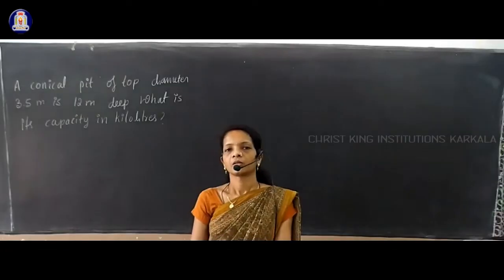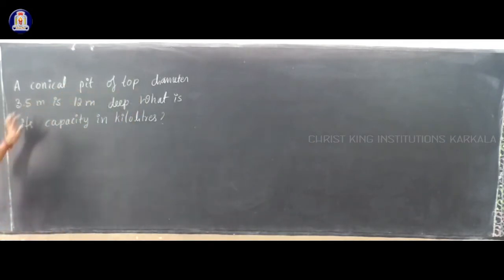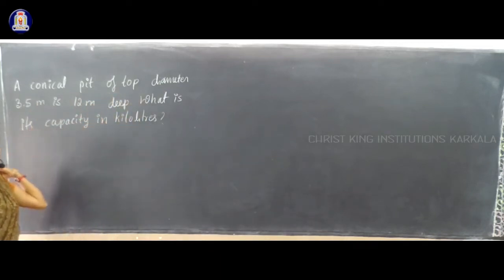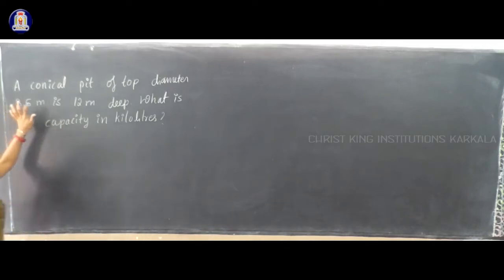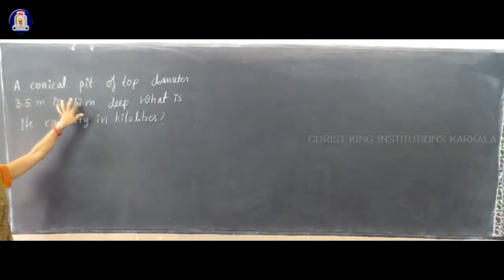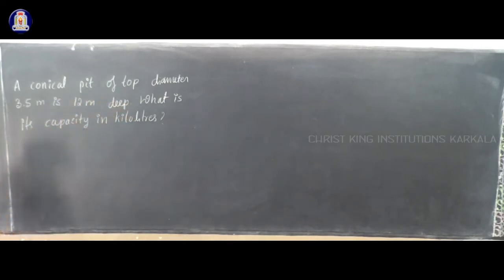Okay, thank you. Next question: a conical pit of top diameter 3.5 meter is 12 meter deep. What is its capacity in kiloliters that you have to find? You are given the top diameter, that means d is equal to 3.5 meter, and it is 12 meter deep, that means that is the height. Capacity in kiloliters means you have to find the volume of that conical pit. So first we find that capacity in cubic units, later we convert that to kiloliters.